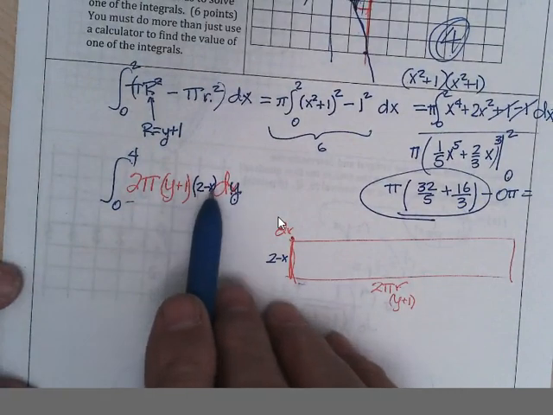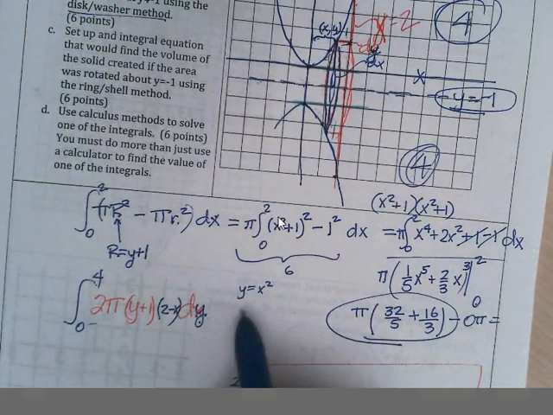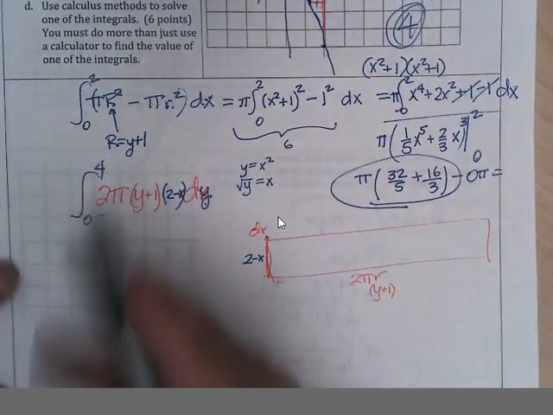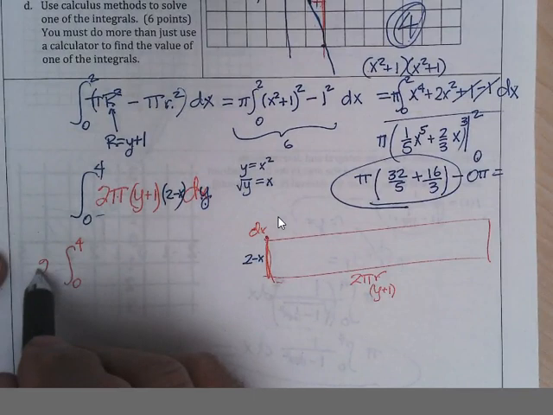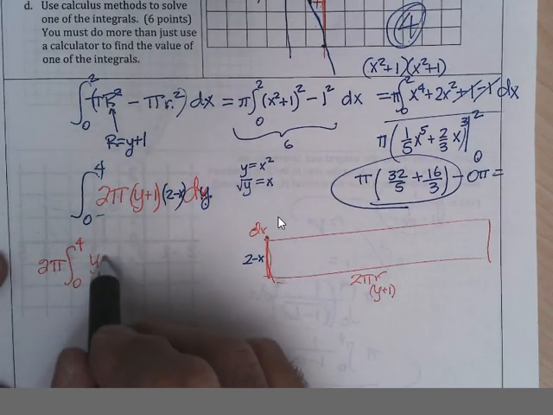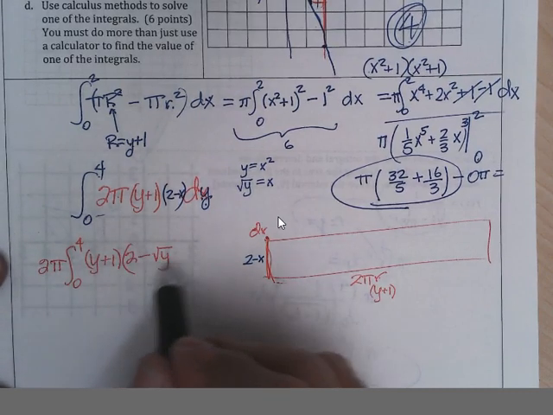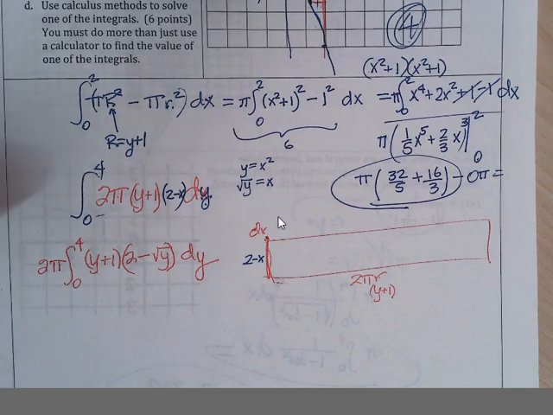And we want to leave this alone. We got to change the x to y's. And if y equals x squared, if I take the square root of both sides, I get the square root of y is x. So that's what I got to put in place of that. So I end up with the integral from 0 to 4. The 2 pi will come out, and I'll have y plus 1 times 2 minus the square root of y dy, not dx. This one was dx because I was perpendicular going, and the thickness is this way.